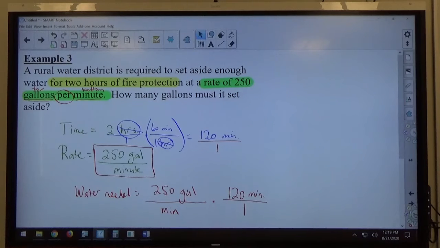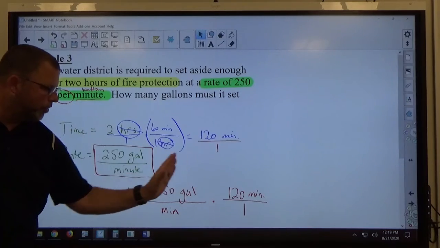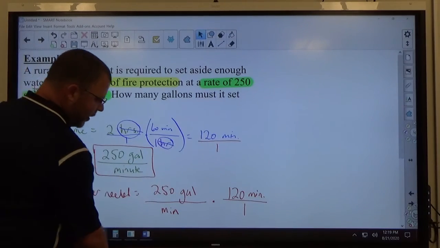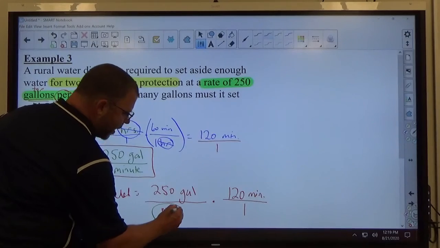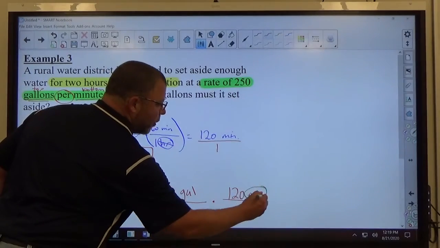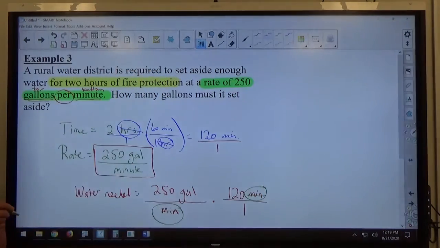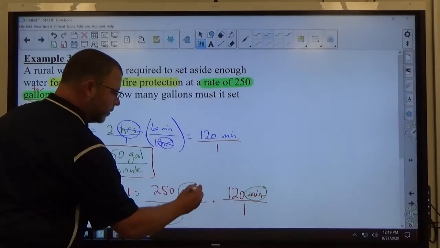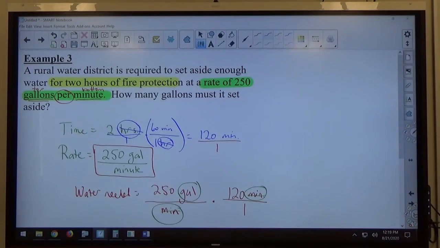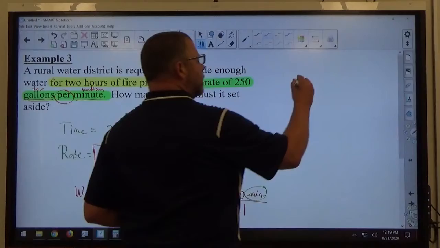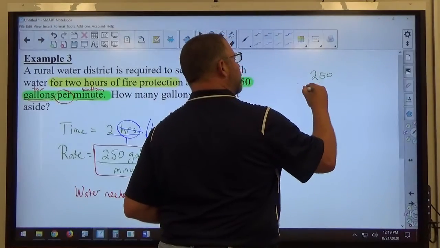If I do a simple quick check here just to make sure things are where they belong to get the unit I'm looking for. We're looking for the number of gallons, right? If I multiply these two fraction structures together, the unit of minute on the bottom and the unit of minute on top are going to cancel out, leaving me with the unit of gallon that I was looking for. So that tells me that multiplication is going to be useful in this problem. All I have to do is multiply 250 times 120.